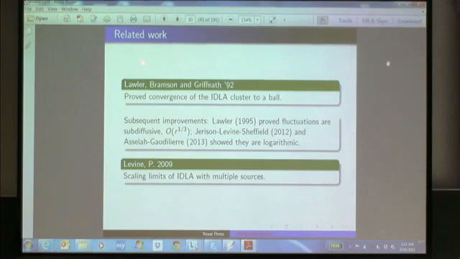So Greg, together with Bramson and Griffith in '92, proved convergence of the IDLA cluster to the ball when rescaled. The error bounds were improved first by Greg, and much later, after a lot of attempts by other people, in 2 works, one by David Jerison, Lionel Levine, and Scott Sheffield, and another by Asselah and Gaudillière, 2 independent works, showed that in fact the fluctuations are logarithmic in 2 dimensions and even smaller in higher dimensions.